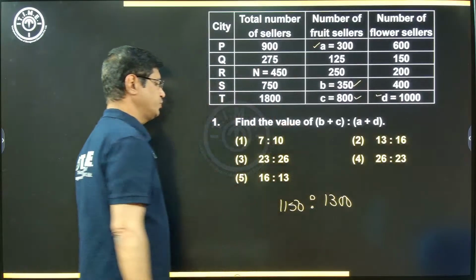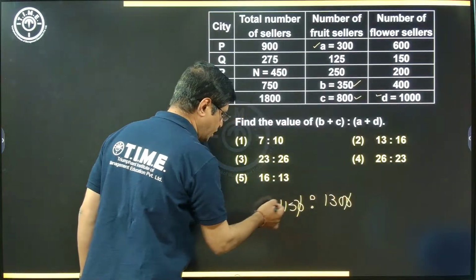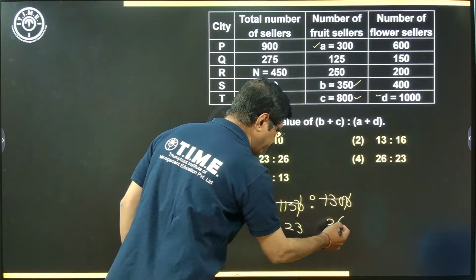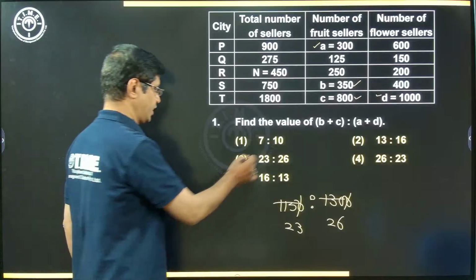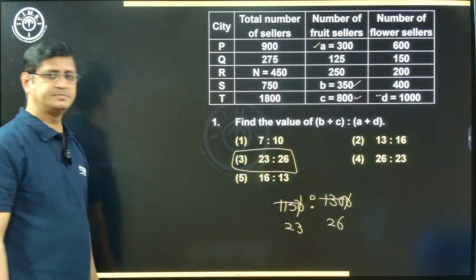Asking to find out the ratio. So simplify, 0 and 0 get cancelled. Now dividing with 5, 115 goes exactly 23 times, whereas 130 goes 26 times. Yes, my dear students, what is the right choice? You are right. Option 3, third choice is the right answer.